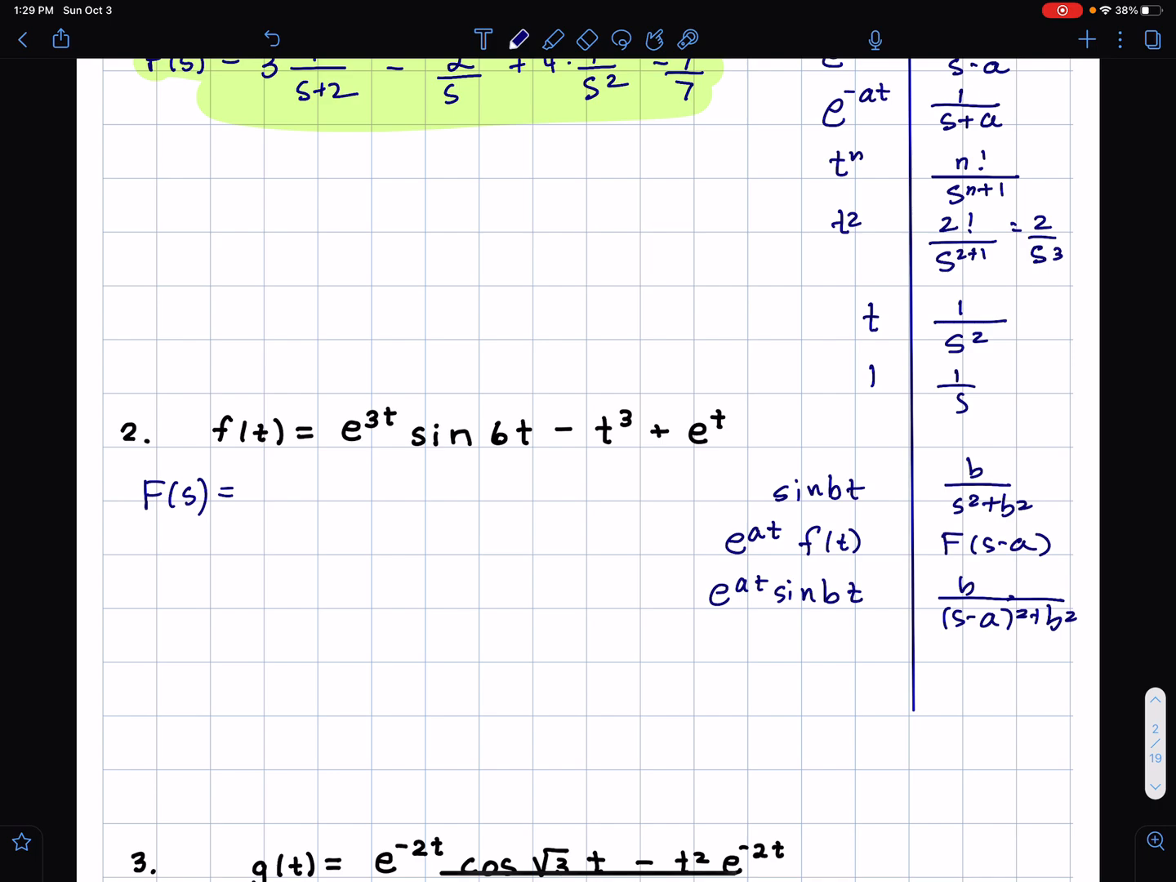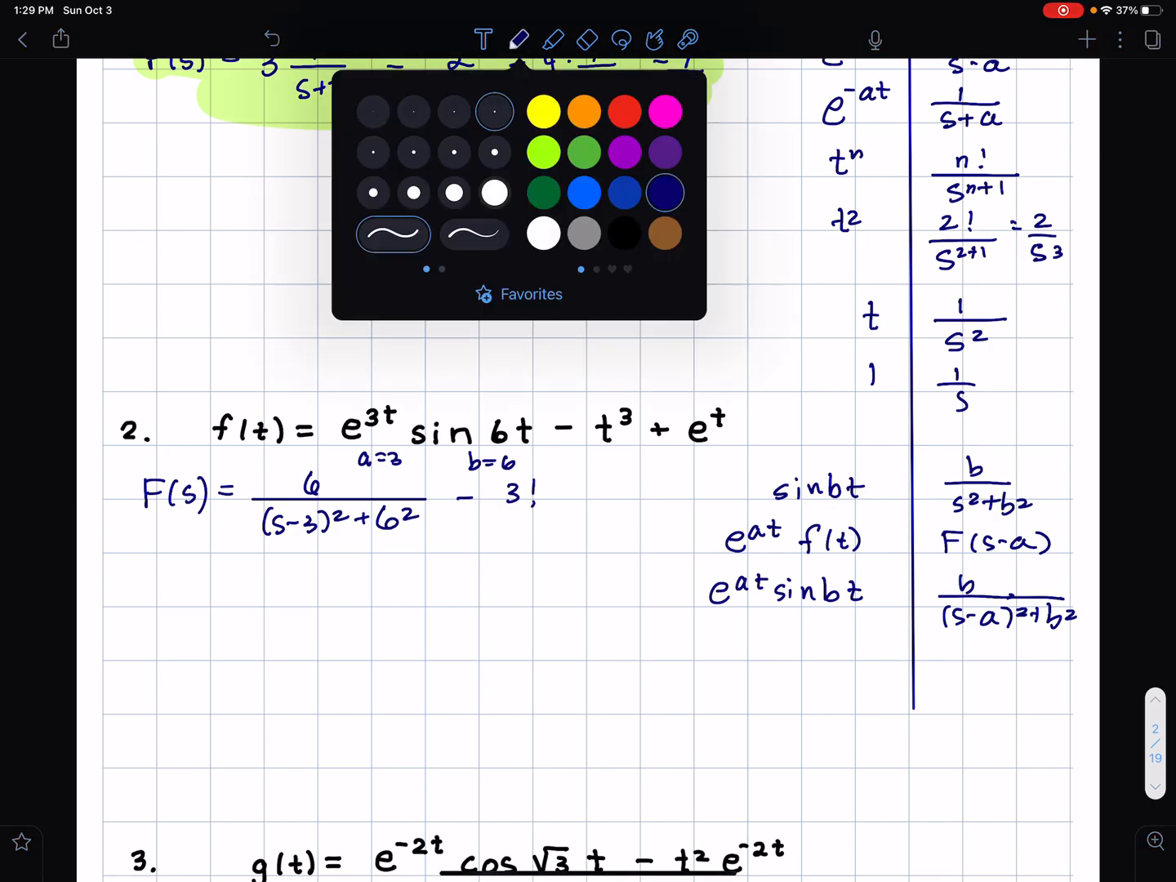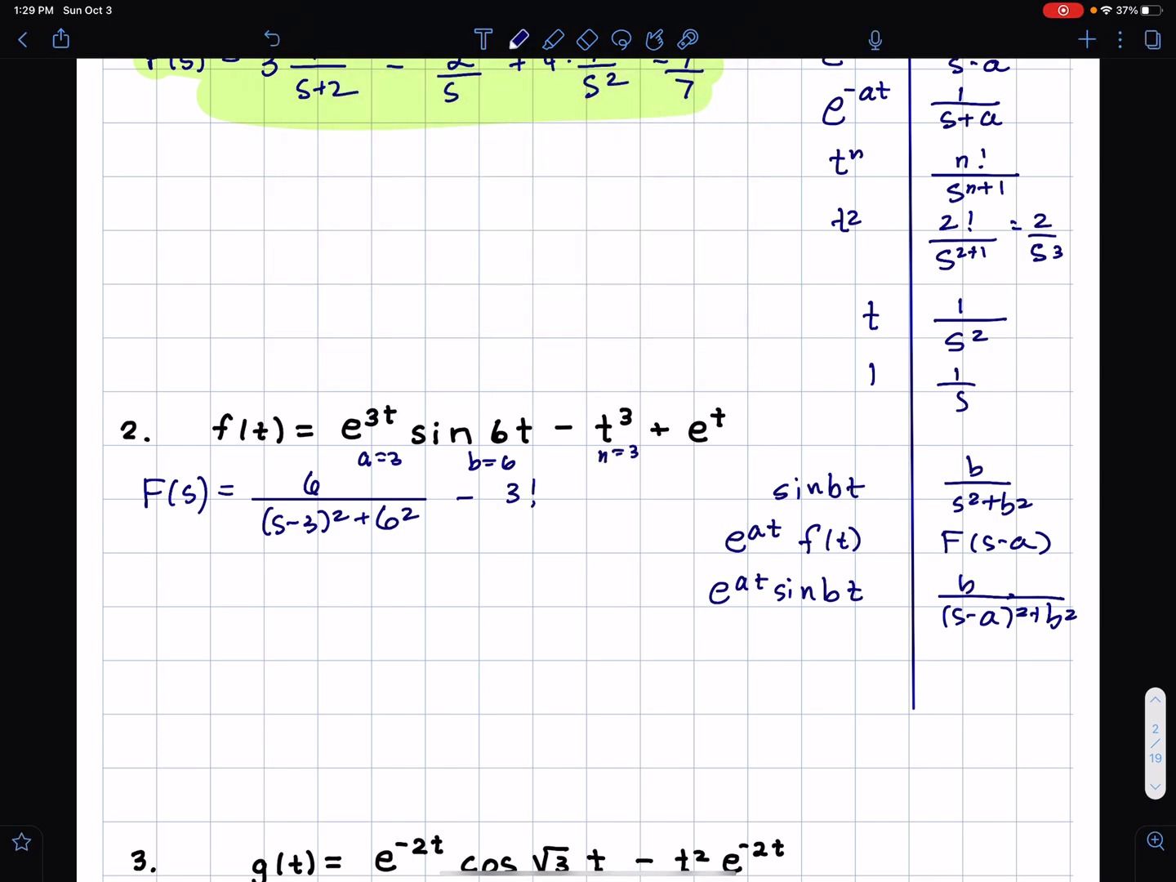In this case, we apply that formula and we get 6 over s minus 3 squared plus 6 squared. Using the formula, this is saying that a is 3 and b is equal to 6. Then for t to the third power, we use this t to the n formula, and we're going to get 3 factorial, because in this case n equals 3, over s to the 3 plus 1.